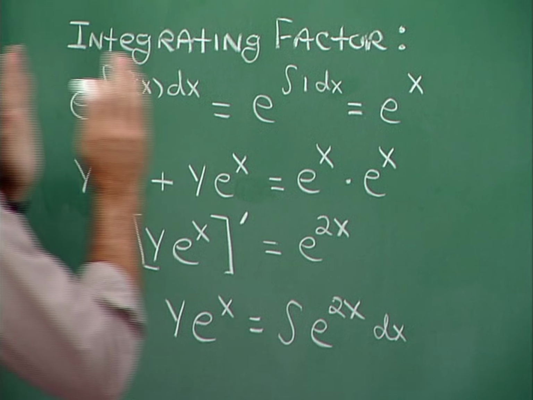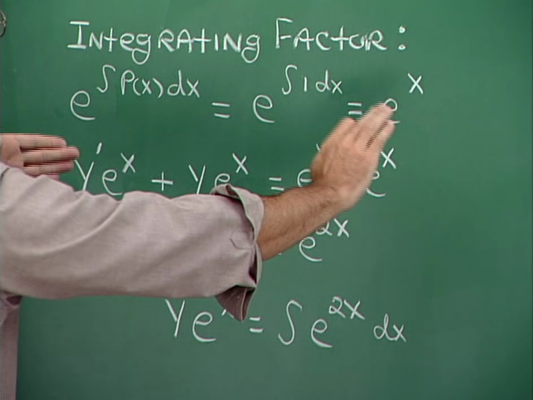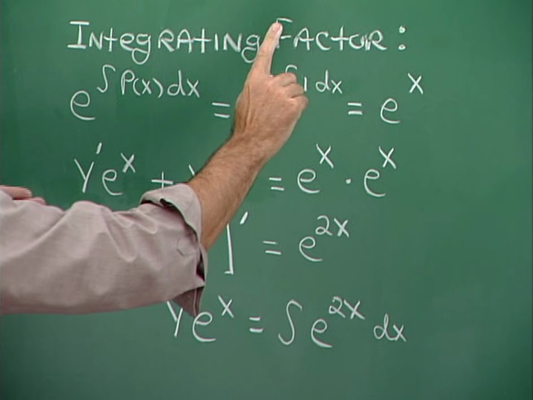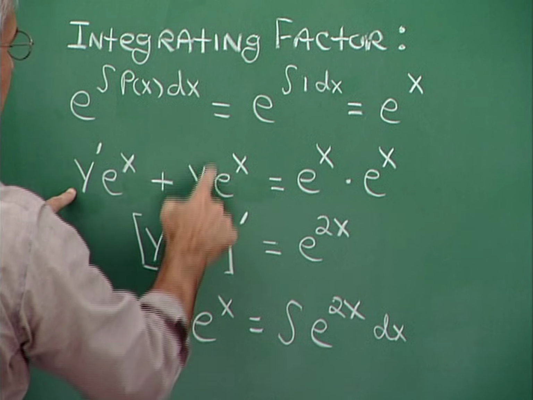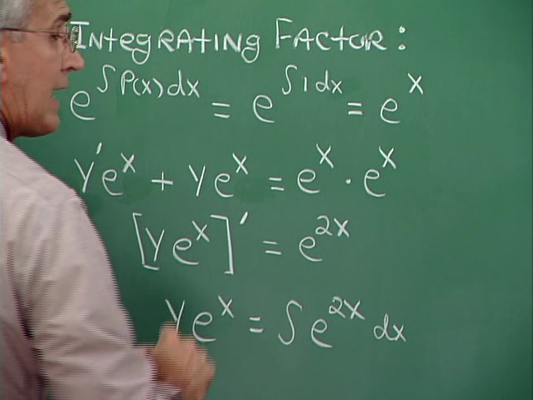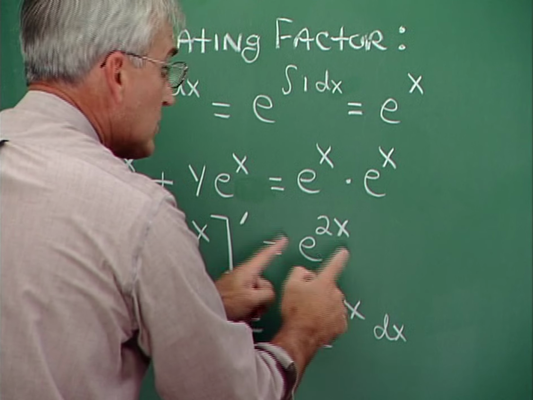So now we take this integrating factor and multiply it through our equation in standard form. Here's our equation in standard form. Multiply through by e to the x, so y prime times e to the x plus y times e to the x equals e to the x times e to the x. You see, and now we simplify on the right side.